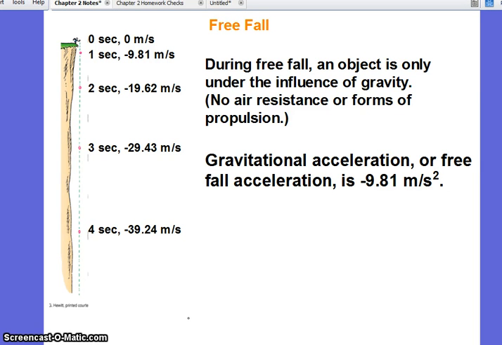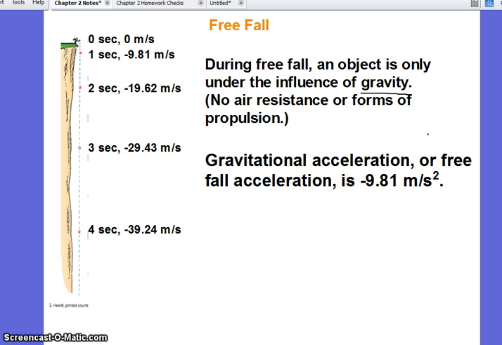We're talking about free fall today, and during free fall an object is only under the influence of gravity. There are no other forms of propulsion and no air resistance included either. So we're not talking about rockets, we're not talking about anything with an engine moving through the air like an airplane. We're also not talking about pieces of paper moving through the air.